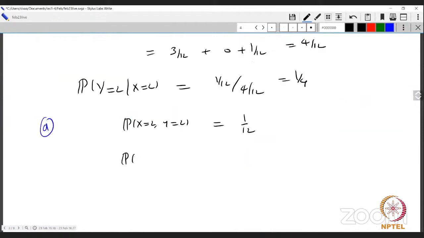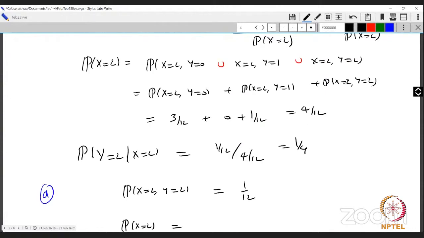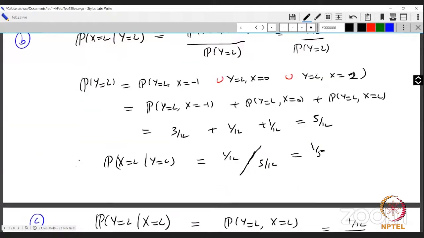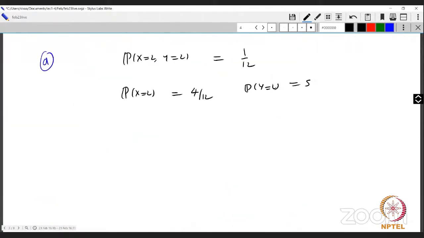What is probability x equal to 2 now? X equal to 2, from this calculation, is 4/12. Probability y equal to 2, from the previous calculation in part B, is 5/12. So therefore, we know that 1 over 12 is not the same as multiplying these two: 4 over 12 into 5 over 12. Right?